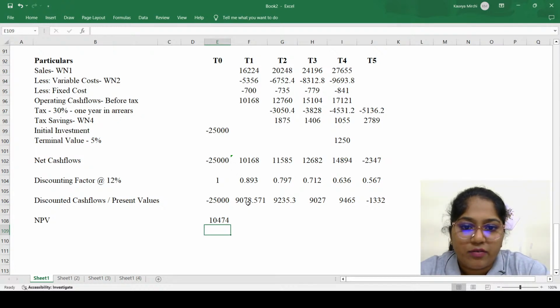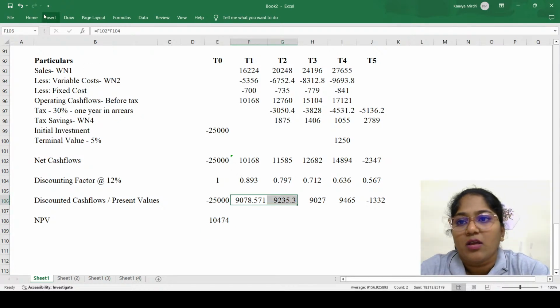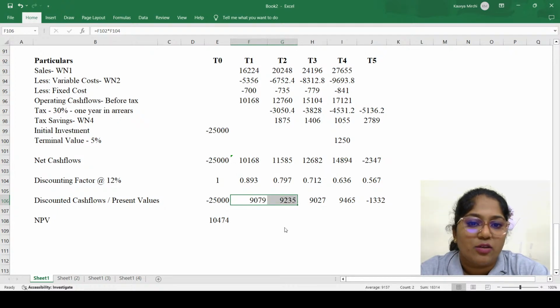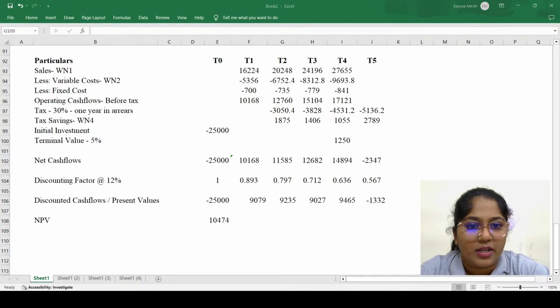See, ma'am, I got something else. I got something different. It's totally fine. If your NPV is somewhere close, they will give you marks. You really don't need to have the exact value, everyone. Understand, not required.